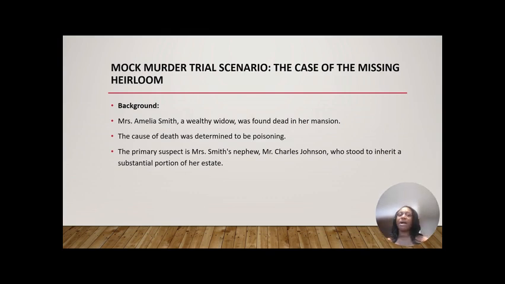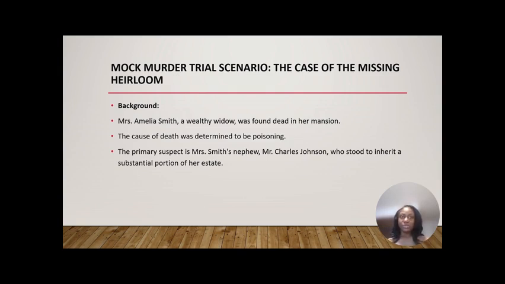So we have a mock murder trial scenario, the case of the missing heirloom. Background information: Mrs. Amelia Smith, a wealthy widow, was found dead in her mansion. The cause of death was determined to be poisoning. The primary suspect is Mrs. Smith's nephew, Mr. Charles Johnson, who stood to inherit a substantial portion of her estate.